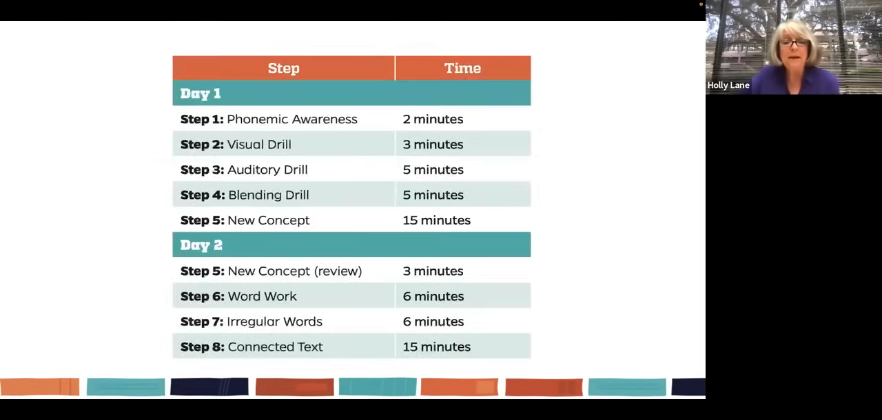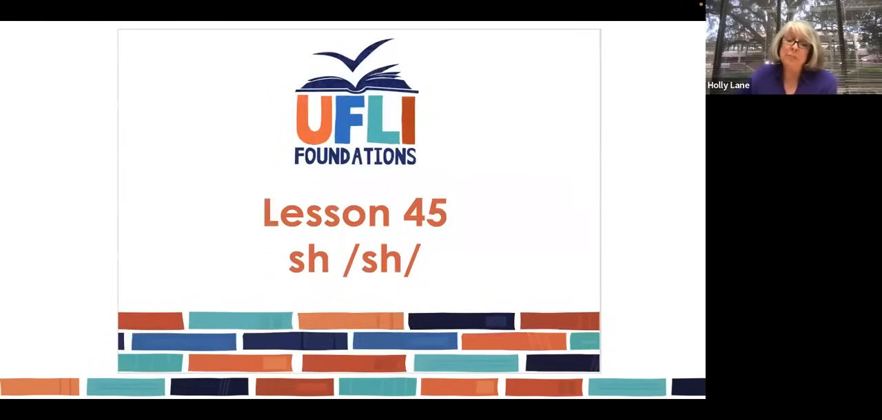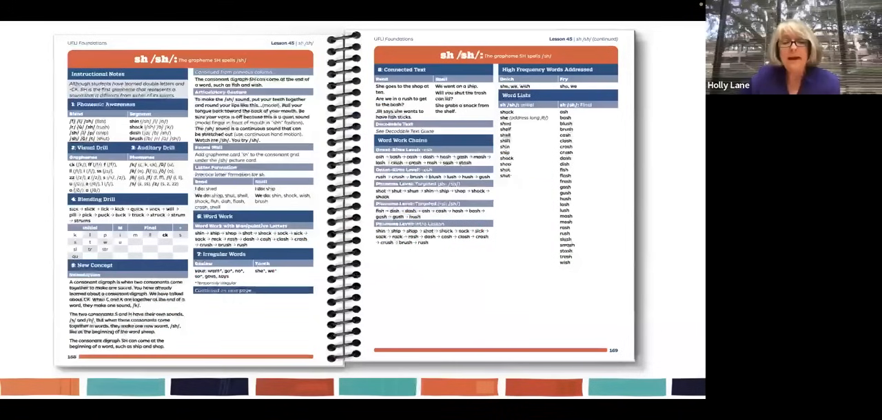So we have been focused on lesson 45 as our example because it is pretty much in the middle of the scope and sequence. So it looks a lot like lessons that happen in kindergarten, first and second grade. And so our focus is going to be starting on step 5, the new concept. We will also talk about step 6, the word work, step 7, irregular words, and then step 8, the connected text. So those are the steps that we'll dive into tonight.